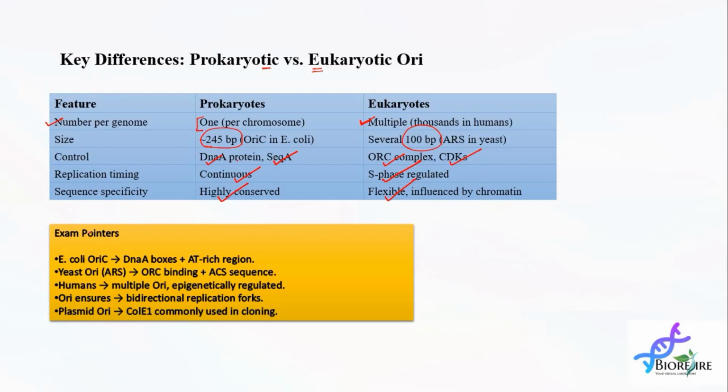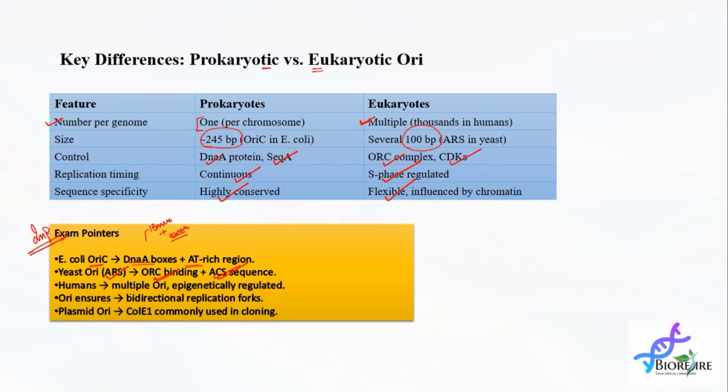These are some pointers, and these pointers are important from the exam point of view. Like the E. coli ORC region, it is a DNA box, it is AT-rich. It will contain 13-mer and 9-mer sequences. In case of eukaryotes, it will contain the ARS region. At this ARS region, ORC will bind to ACS sequences.